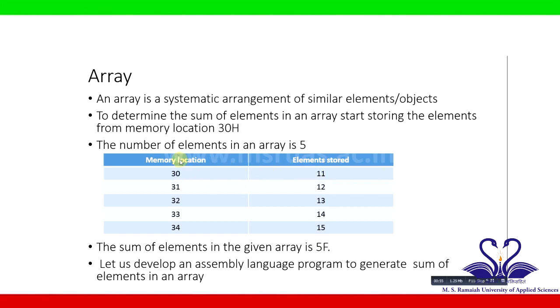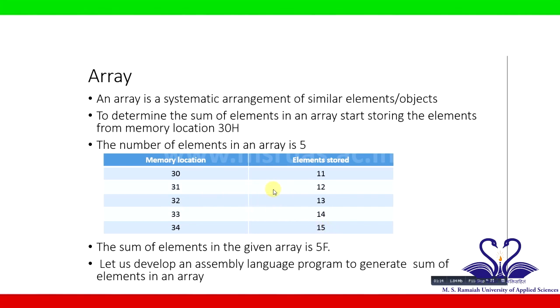As you can see in this table, in 30H memory location, we are storing 11 as the number, and in 31H memory location 12 is the data that we are going to save, and in 32H 13. The same way it continues till 34H and 15.